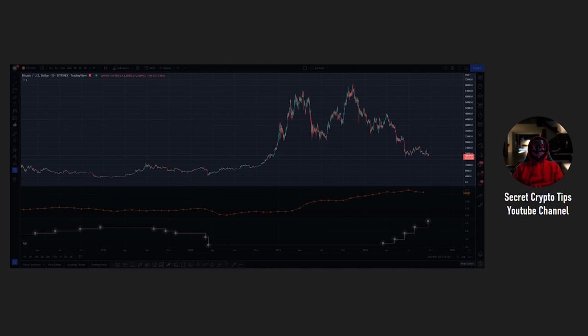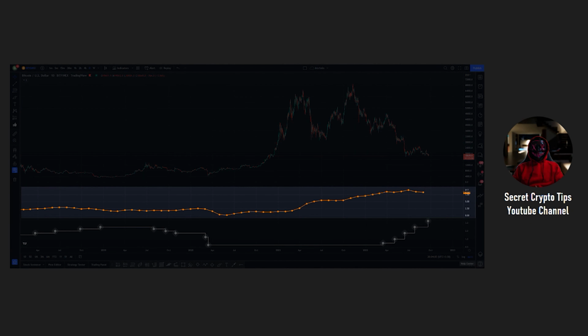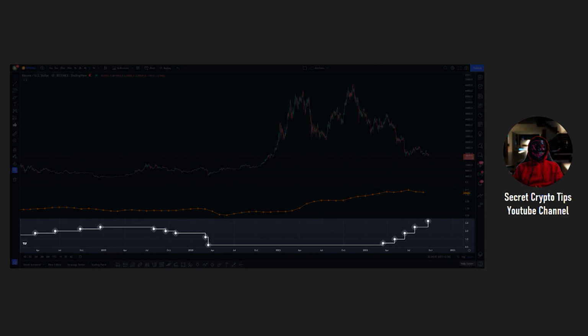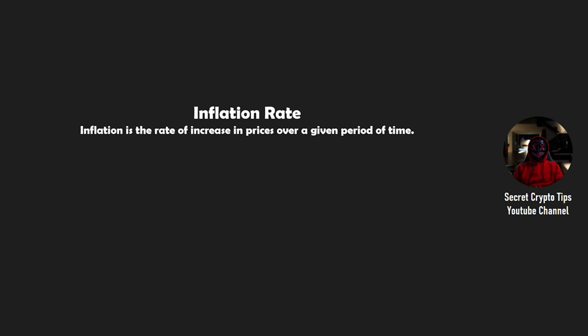This chart shows Bitcoin price with candles from 2018 to 2022. In the second row, we have a yellow line that indicates United States inflation rates, and in the third row, we have interest rates that the US Fed has determined in white color. Before I start, we have three important phrases that you should be familiar with to understand the next explanations.